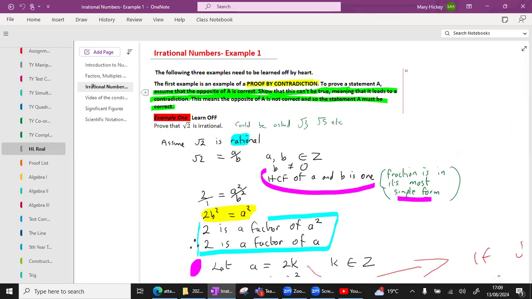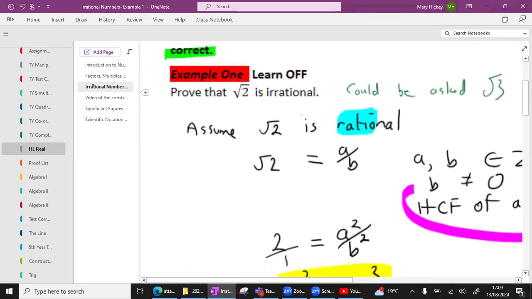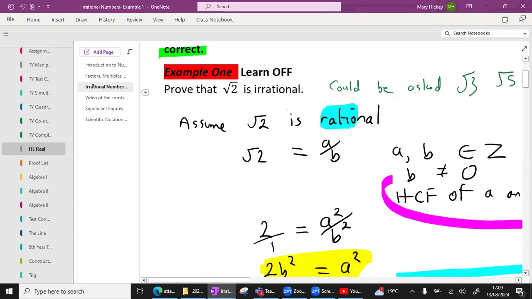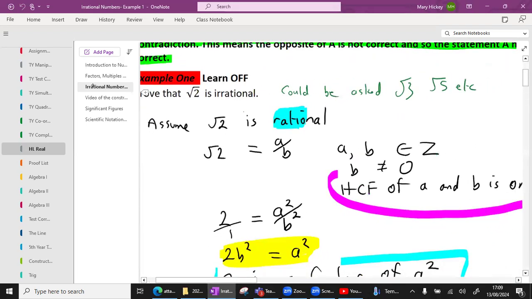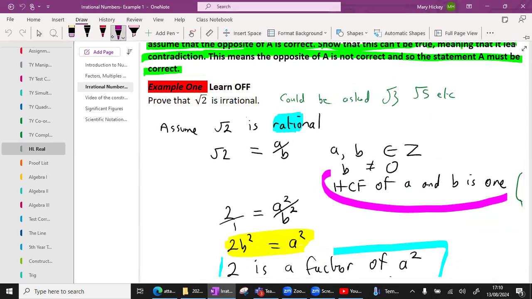So it's a proof by contradiction. In other words, you actually start by saying that it is rational, and then you contradict yourself. That's how you do it. So if you were in the exam, the very first line you would write would be this one: assume the root of 2 is rational. So it's contradictory to what you're actually trying to prove. Now, if it is rational, then the root of 2 is equal to a over b, where a and b are elements of Z, b cannot be 0, and the highest common factor of a and b is 1. Now, let me just explain that again.